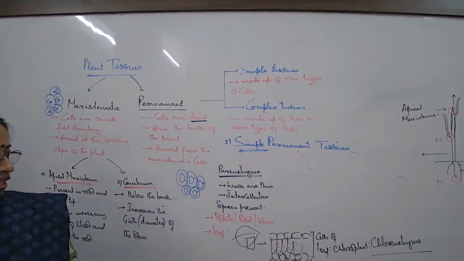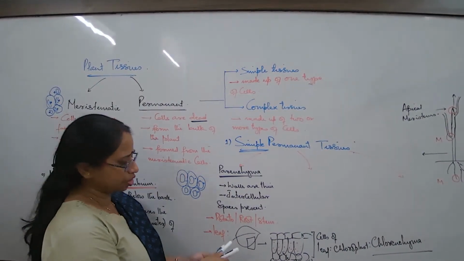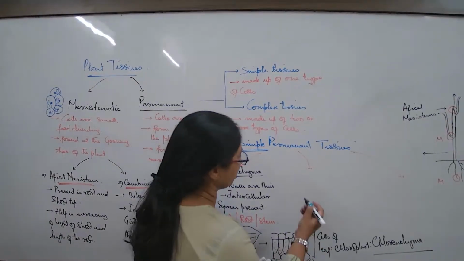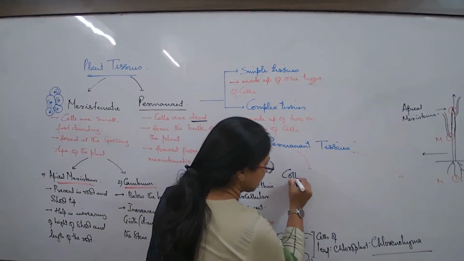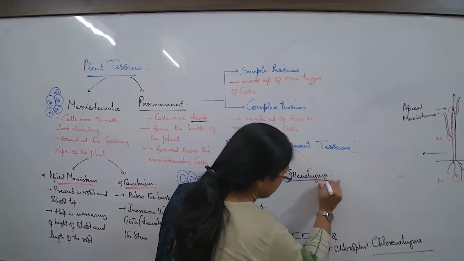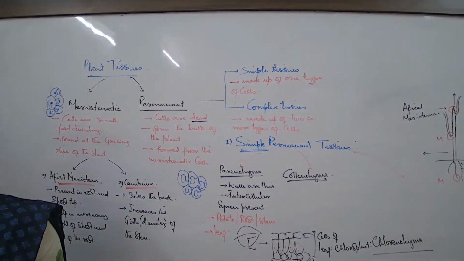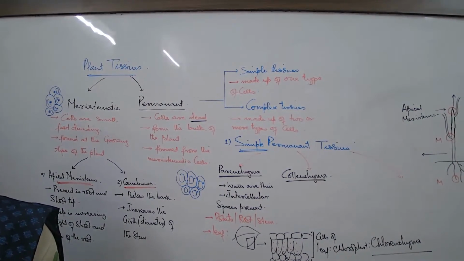Next, let us talk about the next type. Let us talk about the second type of simple permanent tissue. What is the second type? Collenchyma. Look into the figure, the diagram of collenchyma, check.